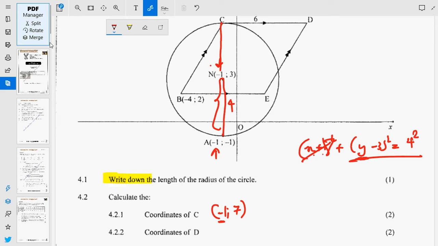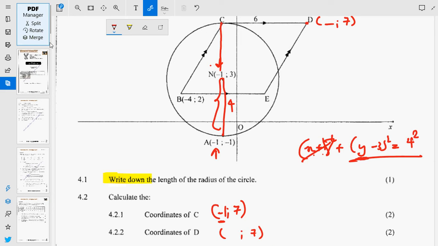The coordinate of D. Now, if you look at D, CD is horizontal, right? Now, the x coordinate, don't worry about that at the moment, but the y coordinate, since this is a horizontal line, the y coordinate will be the same as C. So the y coordinate will still be 7.